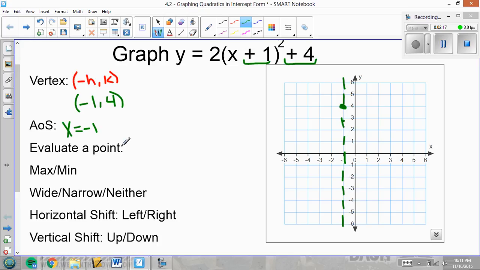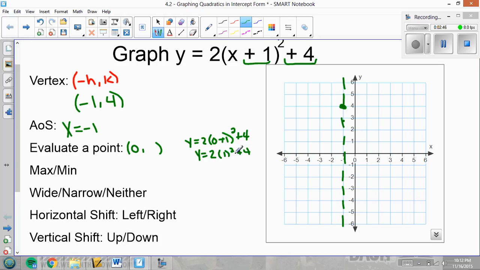Okay, next to evaluate a point. Remember, you're just picking a number close to the x of your vertex, so close to -1. So I'm going to pick 0. If I know x is 0, I can plug that in to get y. And again, do you have to use the number I use? No. You could use a different one. I just like to pick one right beside, and 0 is always easy to plug in.